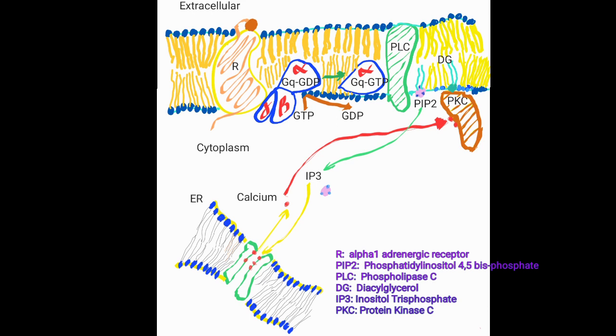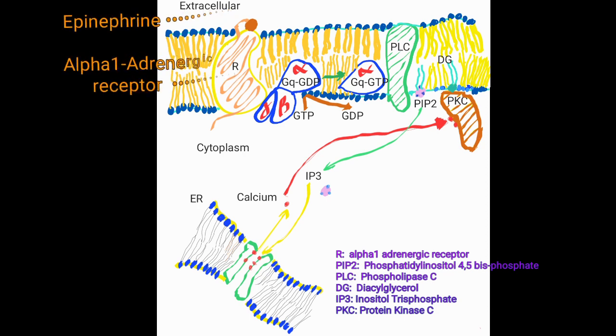The third important feature of phospholipase C is that it is activated by the activation of a specific cell surface receptor. Notable among these receptors that will activate phospholipase C is the alpha-1 adrenergic receptor, which is activated by epinephrine or norepinephrine.